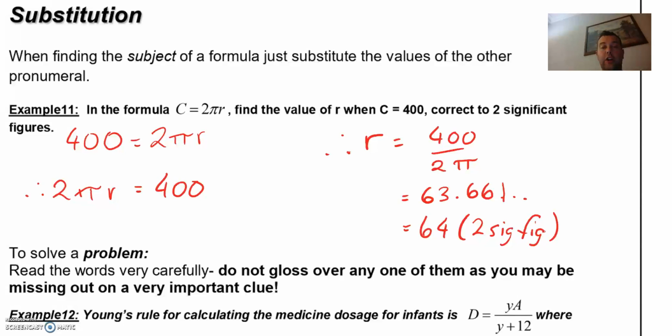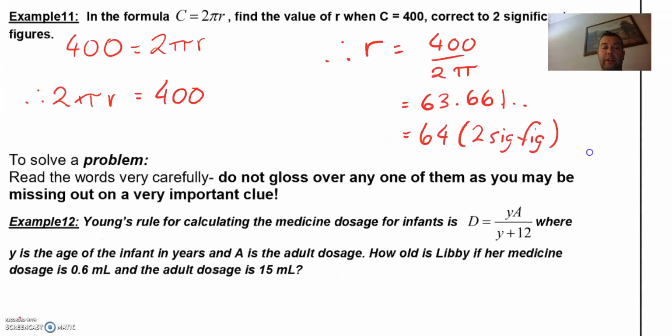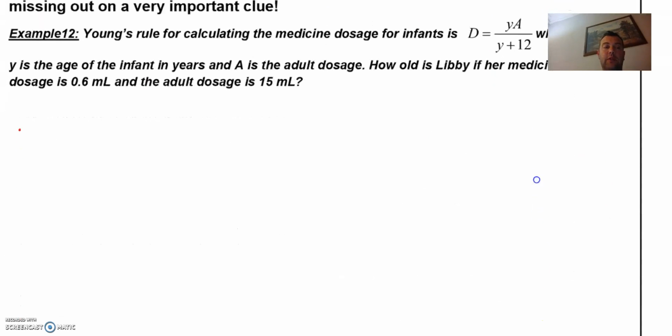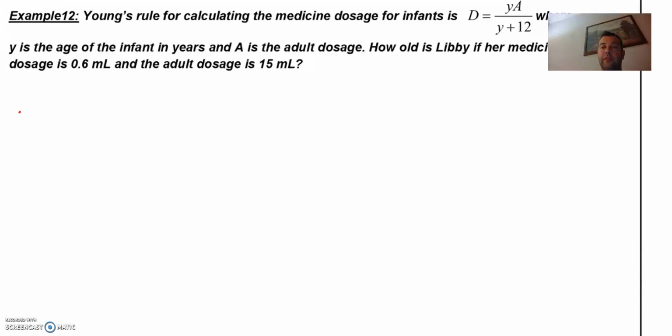Okay. Replace the unknown with what you're given. Rearrange that to find the value of the pronumeral. Let's look at the next example. Right, 12. I've got to move quickly or else my video gets too long.